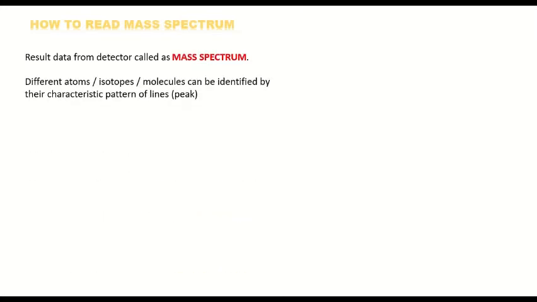Kita pergi kepada next. Okay, macam mana kita nak baca mass spectrum? How to read mass spectrum? Okay, so result data from detector. Detector is the mass spectrometer tadi, is called a mass spectrum. So different atoms, isotope molecule can be identified by their characteristic pattern of line.